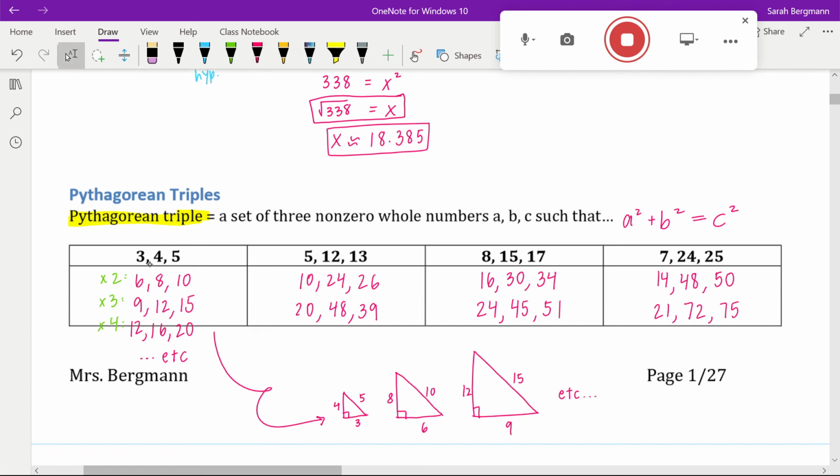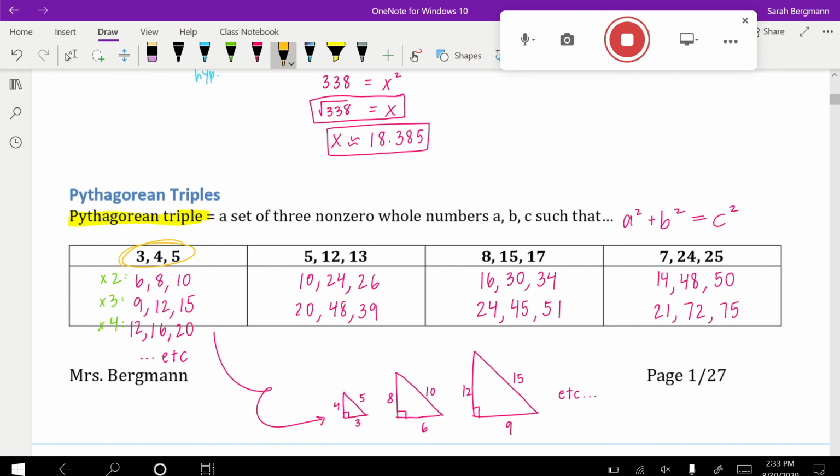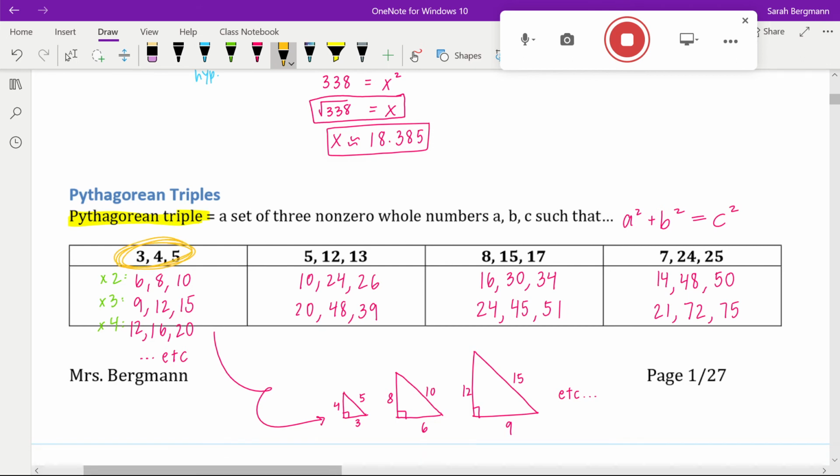So for example, these are just really common ones that you'll see. 3, 4, 5 is extremely common. I would really love for you to have that memorized because it appears so much in geometry. If you have this memorized, then let's say you had a triangle with the legs 3 and 4. You can just think, oh, I know a Pythagorean triple that has the sides 3, 4, 5, so I know the hypotenuse is 5.